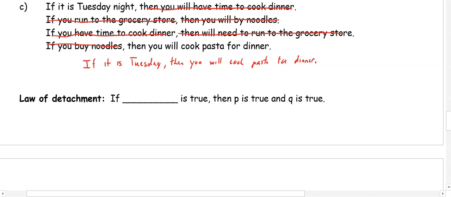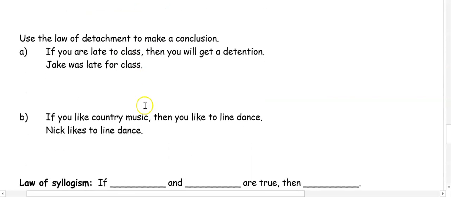So we have two more laws here. We have law of detachment and law of syllogism. So in law of detachment, if P to Q is true, then we can separate them: the P statement is true and the Q statement is true. So use law of detachment to make a conclusion.